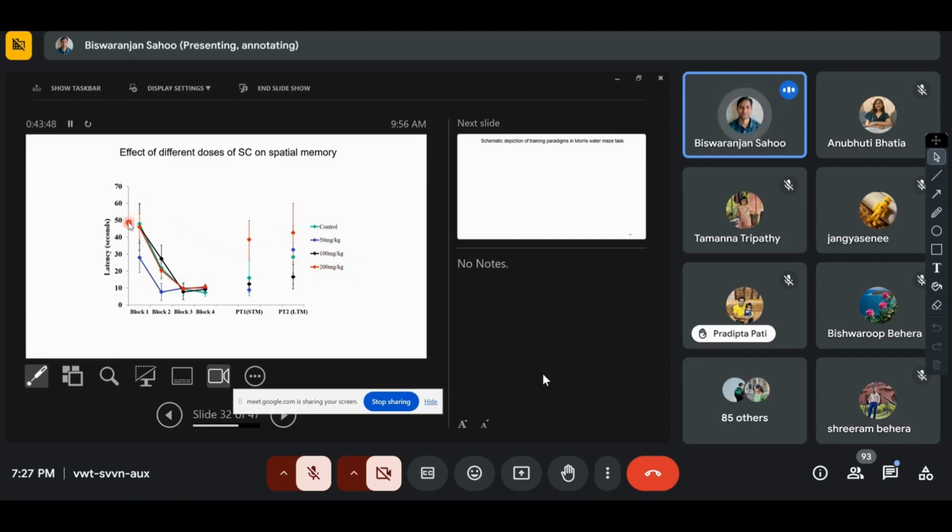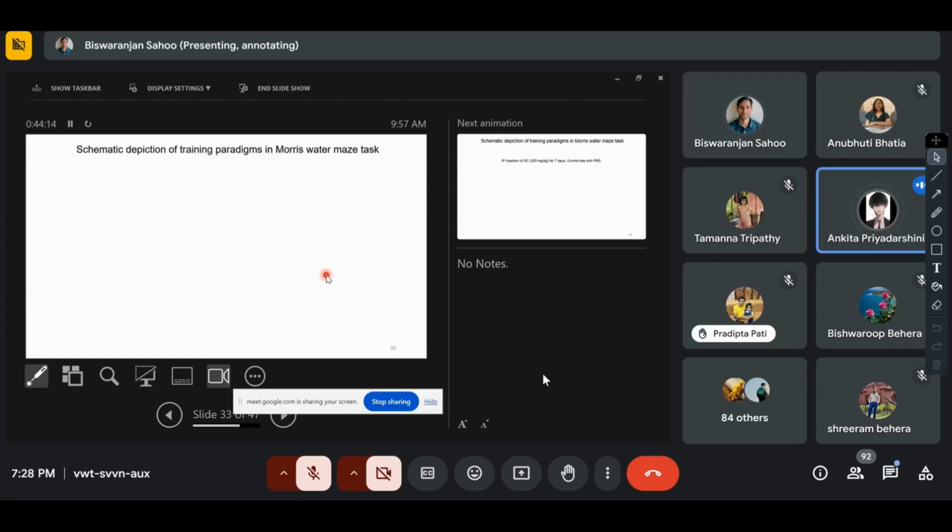This is the latency, the time taken. During training there is less time. As the training trials increase, they take less time to reach the platform. During STM and LTM, there is a significant difference: the red one is the 200 mg group, and the control is the green one. The sodium chlorate treated animals take more time.